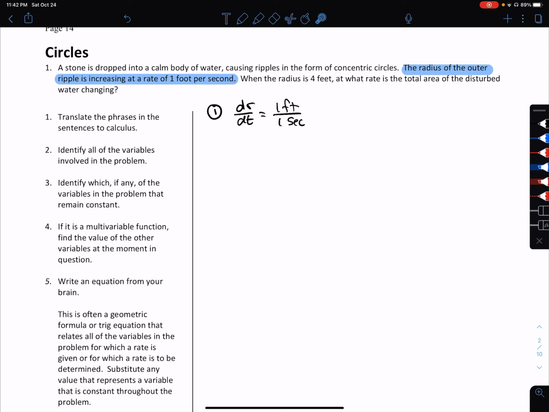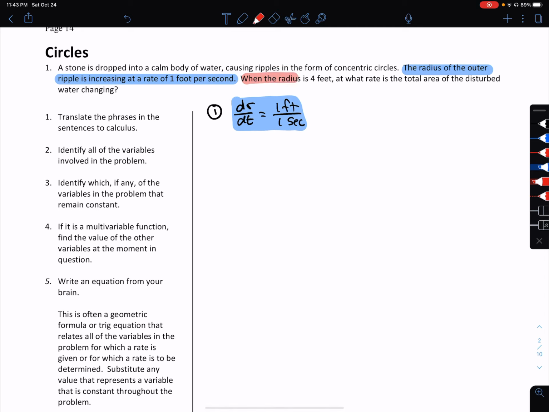The reason that we know radius goes on top, it's mentioned first. Secondly, look at these units. Foot is first. And secondly, seconds is mentioned. That's on the bottom. Seconds is referring to time. So we have just taken that sentence and we converted it into calculus.